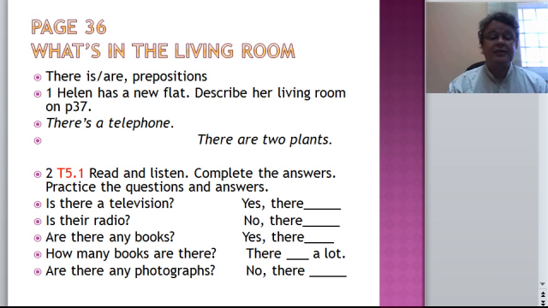2. T 5.1. Read and listen. Complete the answers. Practice the questions and answers. Is there a television? Yes, there is. Is there a radio? No, there isn't. Are there any books? Yes, there are. How many books are there? There are a lot. Are there any photographs? No, there aren't.